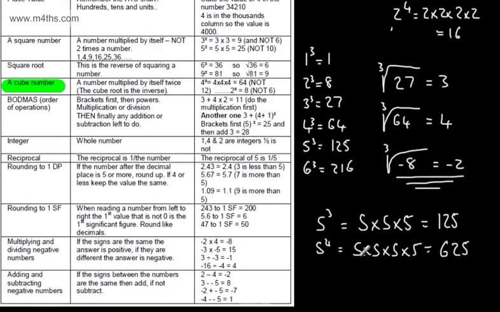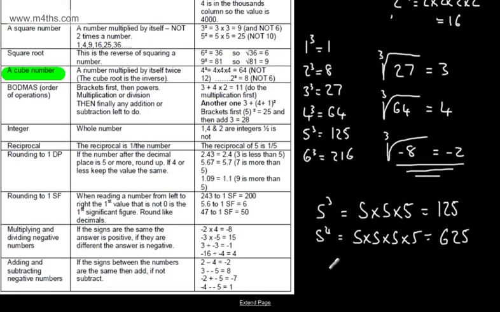So don't fall into the trap of writing anything crazy. All we're doing is taking this number, the base, and we have the power. That's the number we're multiplying, that's how many we need.